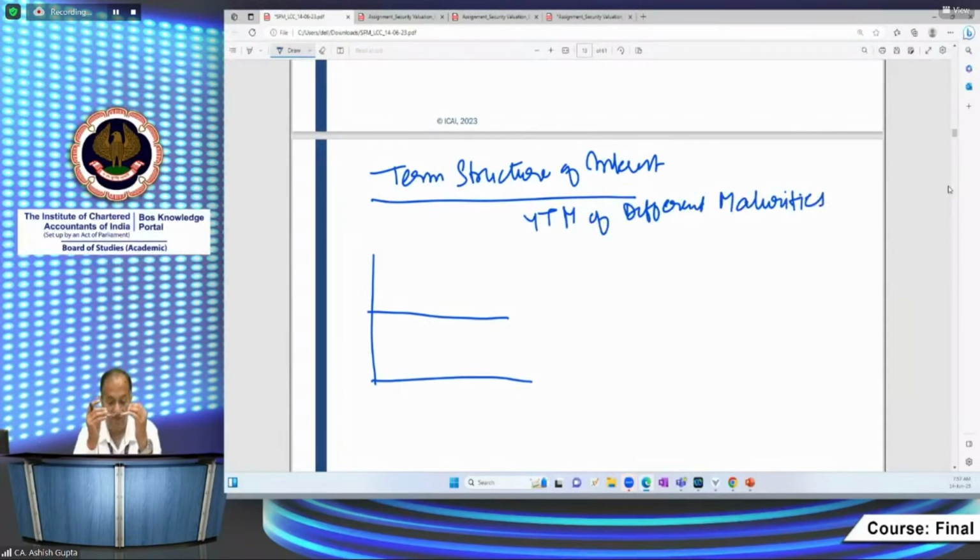Why is it called a flat yield curve? Because whether you invest for 3 years or for 5 years, the interest remains the same. That is called a flat yield curve. Normally it rarely happens. What is more popular, or normally used, is the upward sloping curve.